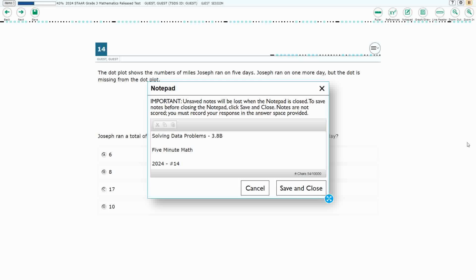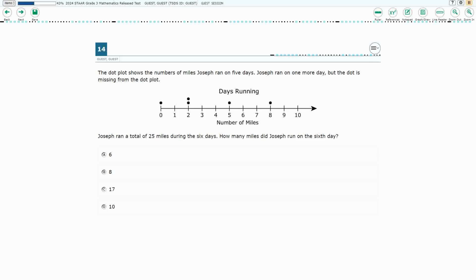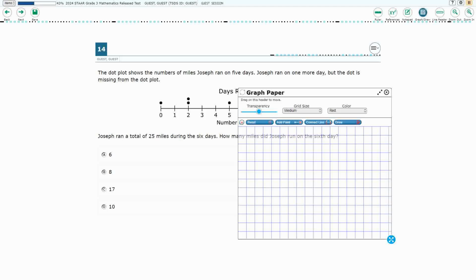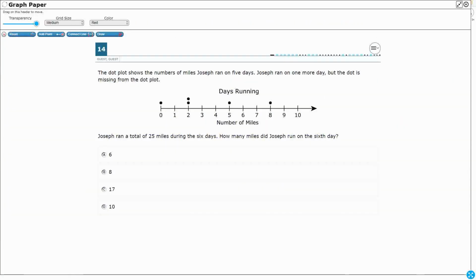Today we are looking at the third grade concept of solving data problems. This is standard 3.8b in the great state of Texas, and we are using item number 14 of the 2024 released STAAR test. If you haven't done so already, please go ahead and take a moment to pause the video, work this problem out on your own, unpause it, and we will look at our answers together.